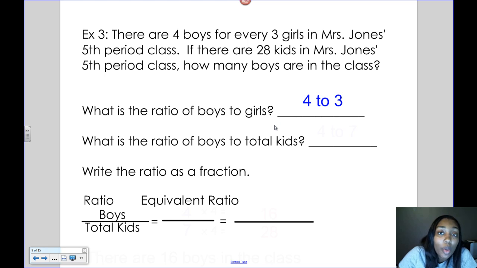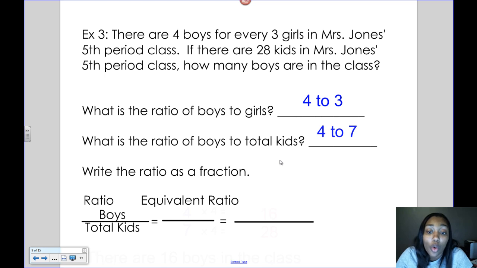Then the next thing we want to look at is the ratio of boys to total kids. Because what they're telling us here is when they said there's 28 kids in Mrs. Jones' class, they're giving us the total and they're asking us about the number of boys. So we need to figure out, well, what is the ratio of boys to total kids? And we're going to use this first ratio of 4 boys for every 3 girls to let us come up with a ratio of boys to total kids. So boys to total kids would be 4 to 7.